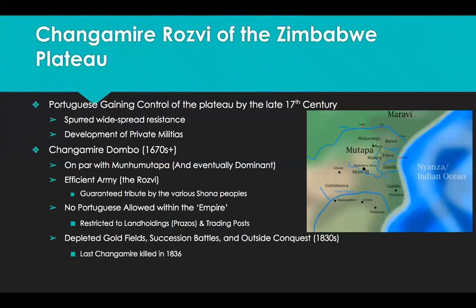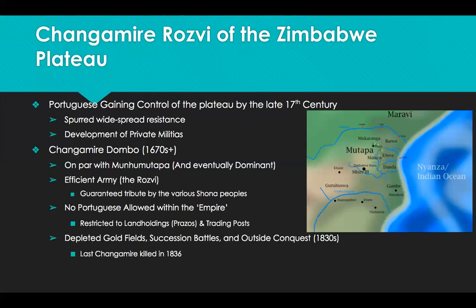From 1680 until the 1700s, the Rozvi Empire is at its peak. Then by the time the 1830s come around, I think it's important as well that we talk about what the power was based on, right? It was based on the discipline and reputation of the Rozvi regiments. It was also based on the allegiance of the different groups who felt the Rozvi protected them from the excesses of the Portuguese, who paid tribute. And these different groups were also used to tend and protect the Changamire's huge herds of cattle.